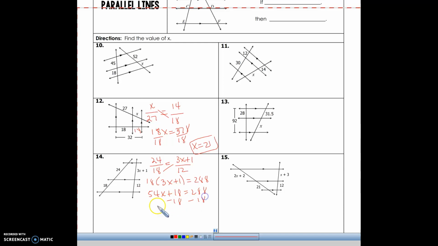Subtract that 18 over. So we get 54x equals 270. Divide by 54. 270 divided by 54, x is 5. Okay, you try number 15, and then we will talk about all these that you did in class tomorrow.